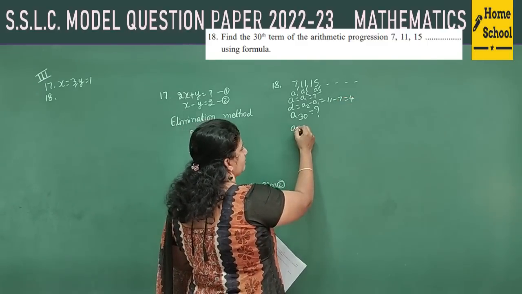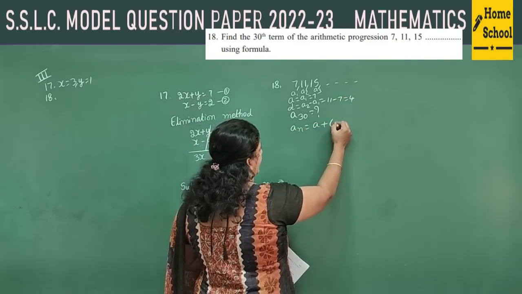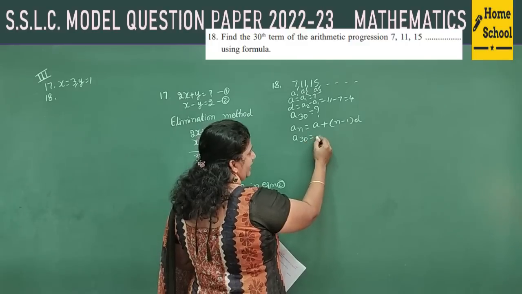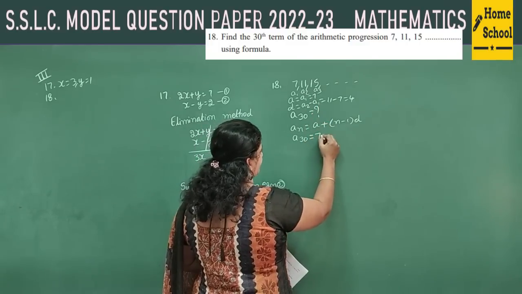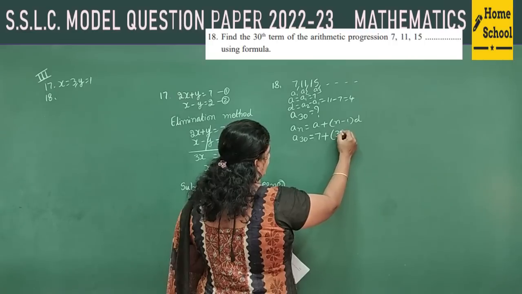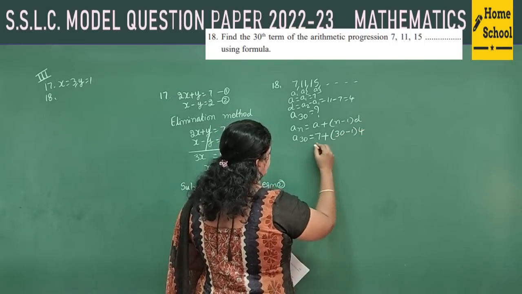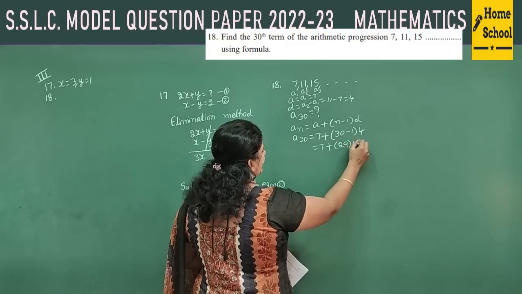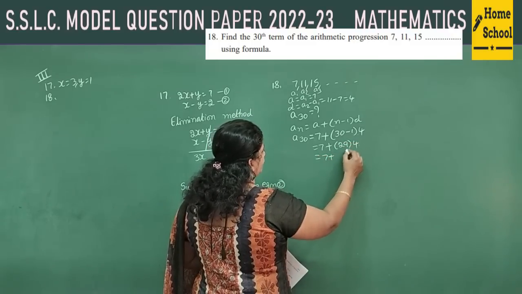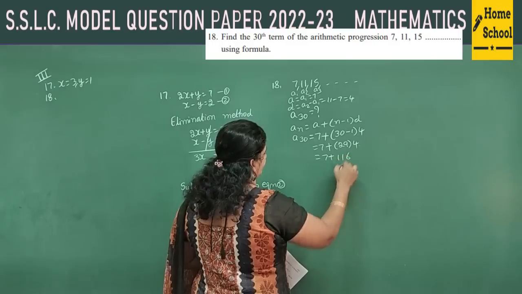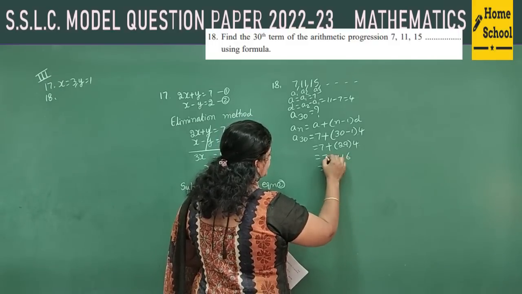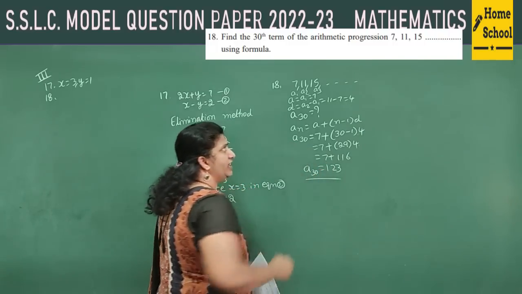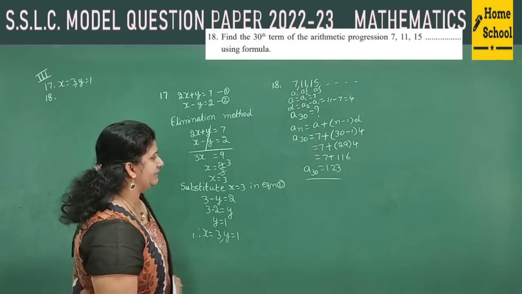We know the formula: An is equal to A plus n minus 1 into D. N value is 30. A30 is equal to, A value is 7, n value is 30, D value is 4. Substitute: 7 plus 30 minus 1, 29, into 4. 9 4s are 36, 4 2s are 8, 11. Then this will be 6 plus 7, 13, 123. The 30th term of the given arithmetic progression is 123.